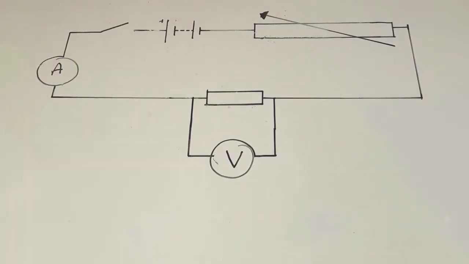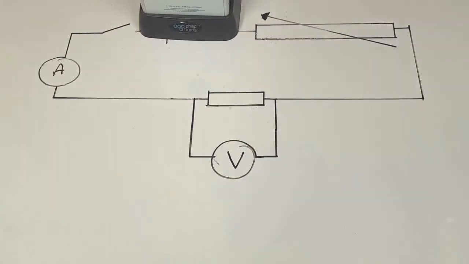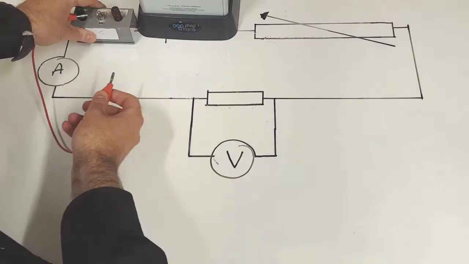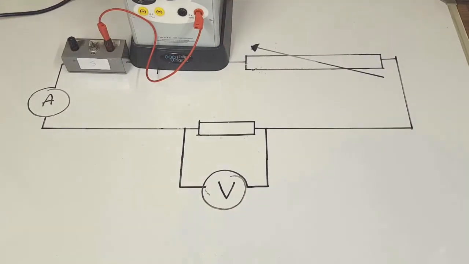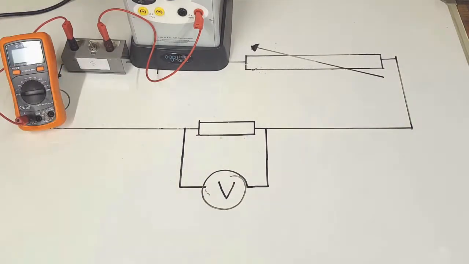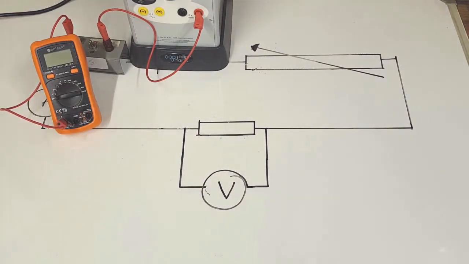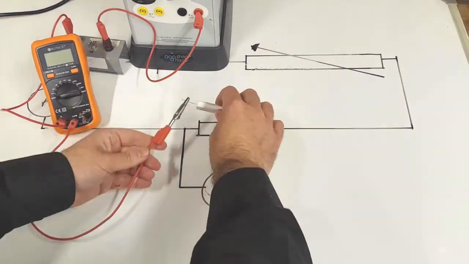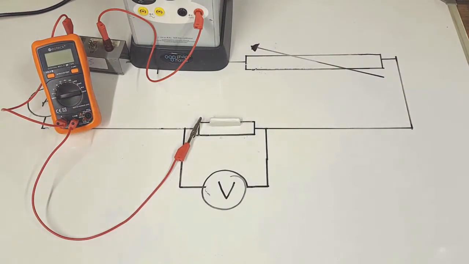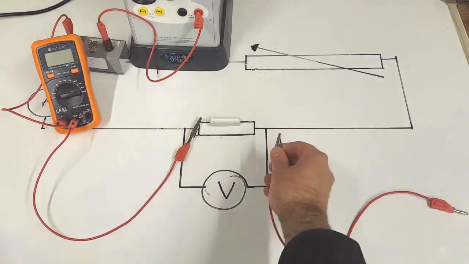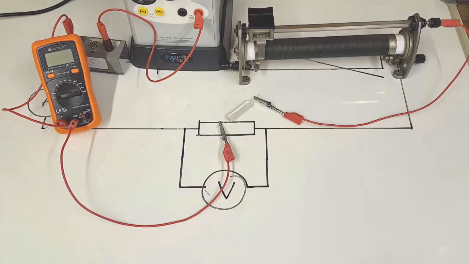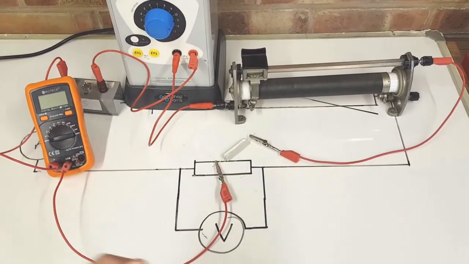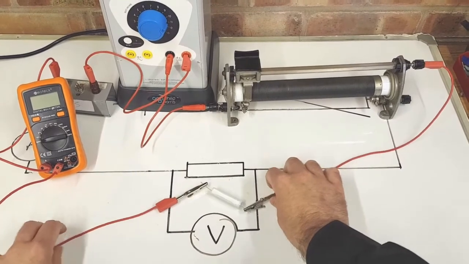Now that we've got that drawn up, let's start adding some components. There's our power supply. Here is where I'm going to put my switch. This is going to be my ammeter. Connect my ammeter to my first resistor that I'm going to test. Let's add the variable resistor. There we should have a complete circuit.